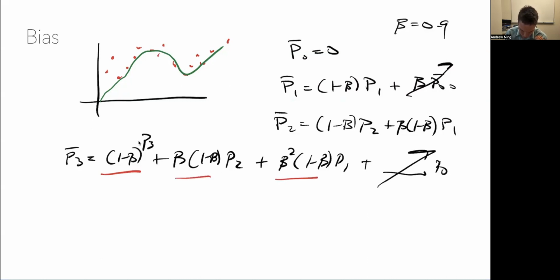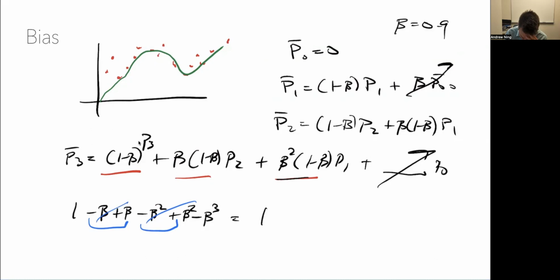If I added them all up, I would see I get 1 minus beta, that's this first one. And then if I add this next one, I get plus beta minus beta squared. And then the next one is this one, plus beta squared minus beta cubed. And what you can see is that those inner pairs are always going to cancel, right? Those cancel, those cancel. So I end up getting 1 minus beta cubed.